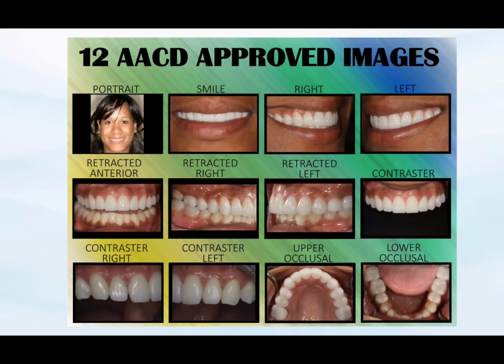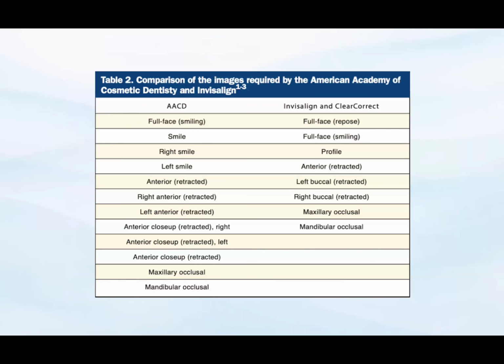And last, we take the occlusal views of the upper and the lower arch, which you are familiar with from taking orthodontic or Invisalign records. So this is the difference between the 12 photographs that we take for restoration purposes versus the 8 photographs that we typically take for orthodontic purposes.